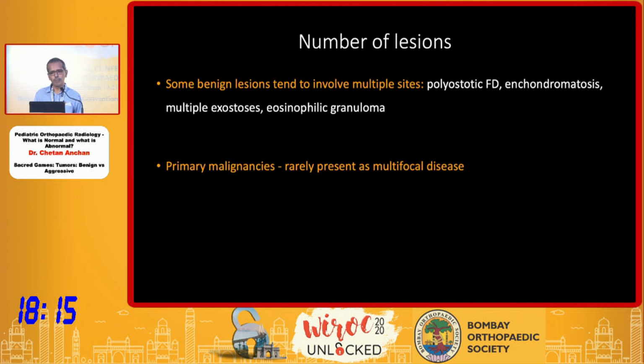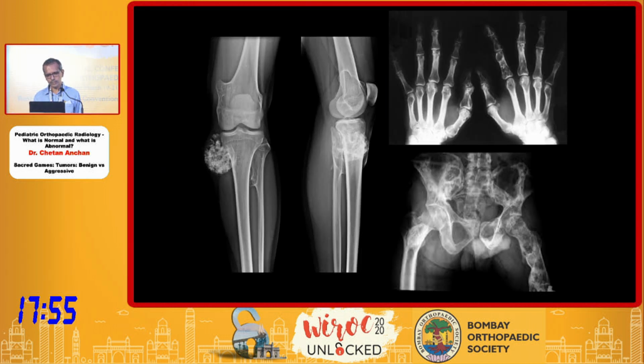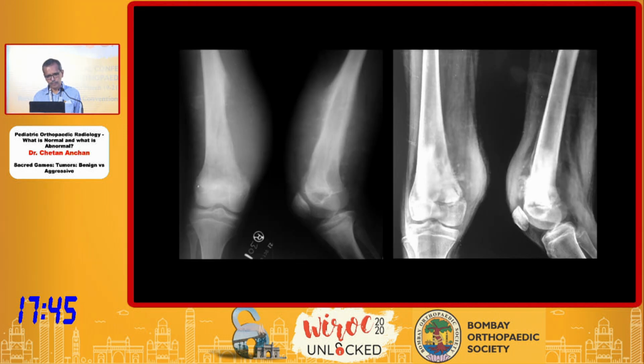Then you go to the number of lesions. Some benign lesions tend to involve multiple sites like polyostotic fibrous dysplasia, enchondromatosis, multiple exostosis, eosinophilic granuloma. So if you see multiple lesions in a child, it is more likely to be a benign condition. On the other hand, primary malignancies are rarely present as multifocal disease. So that is multiple exostosis, multiple enchondromatosis and fibrous dysplasia of the pelvis and femur. The first X-ray is that of an Ewing sarcoma distal femur, the other one is of osteosarcoma distal femur.